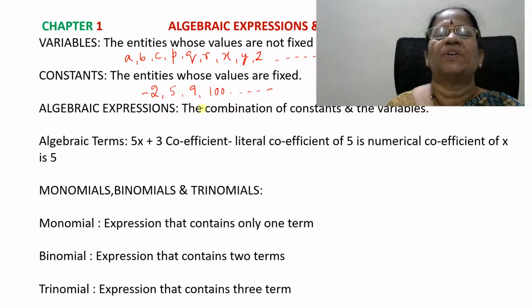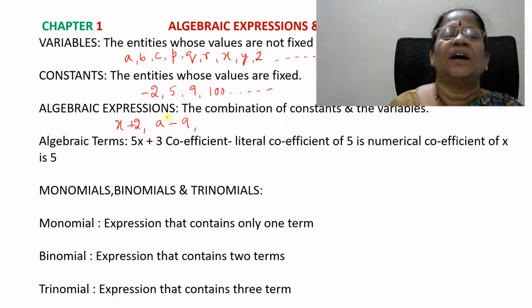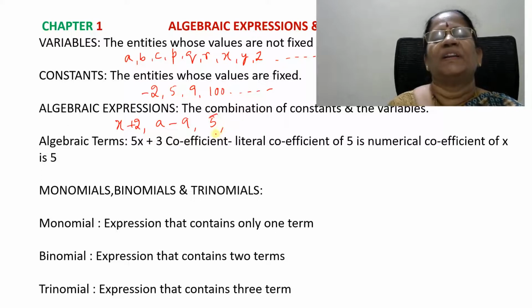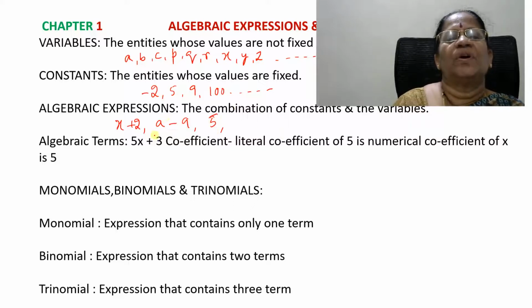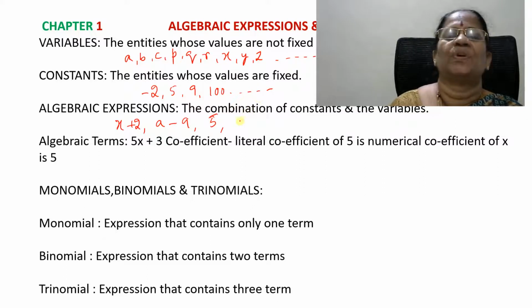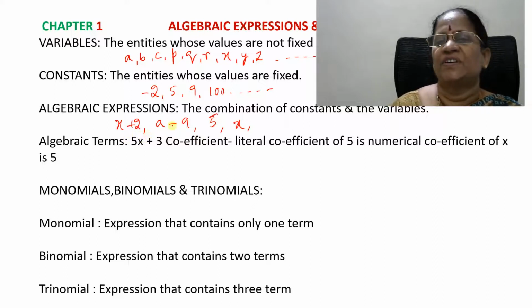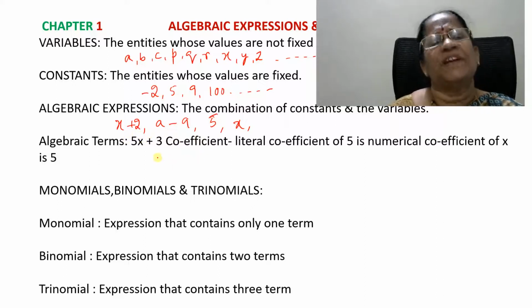Now algebraic expressions are the combination of constants and variables. So it may be, say, x plus 2 or a minus 9, and this is, say for example, 5. This is also an algebraic expression. There is no fixed number of terms in it, isn't it? Now this is a combination of a variable and a constant. It could be a variable also. It could be a variable, it could be a constant, or it is a combination of a constant and a variable.